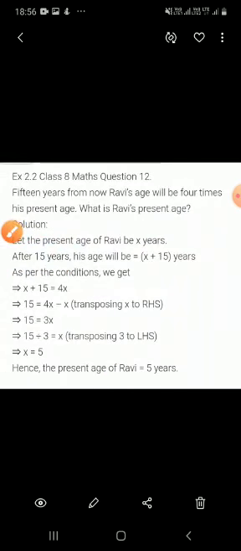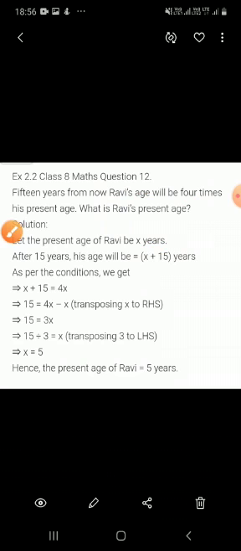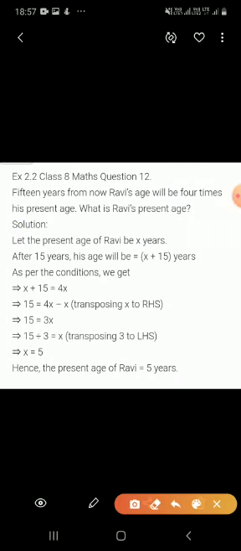Next question, question 12. 15 years from now, Ravi's age will be 4 times his present age. We don't know Ravi's present age. So what is Ravi's present age? We can assume that it be x. Now 15 years from now, after 15 years, Ravi's age will be what? x plus 15. Now present age is x, so after 15 years he will be x plus 15.